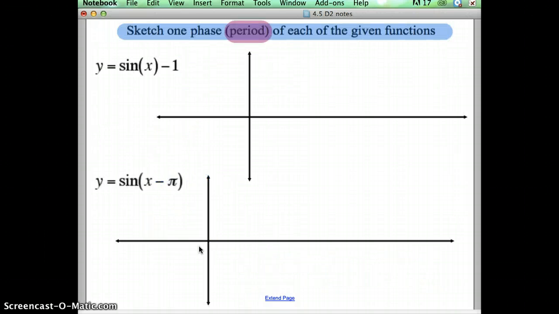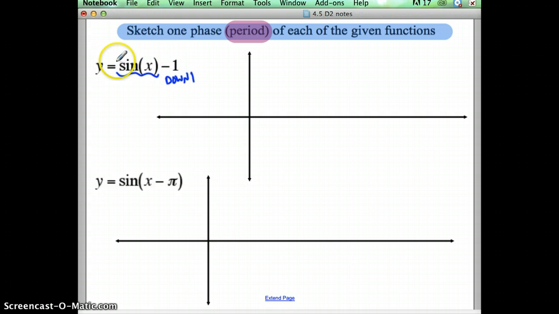Okay, so we're just going to do examples now. So here is our function, sine x. That's the parent function. And now we're going to do a -1 shift. Well, which way does that go? Do you see how it's outside of the function? That's a shift down 1. So what we're going to do is graph the sine function first. Then we're going to shift it down 1.